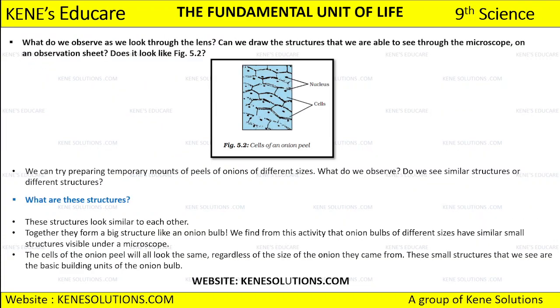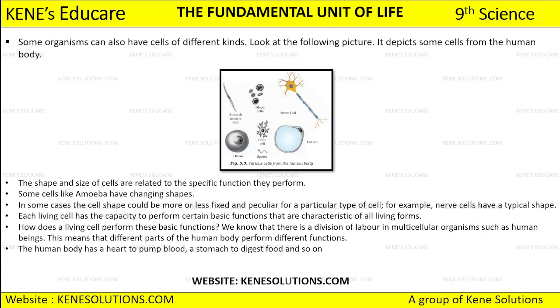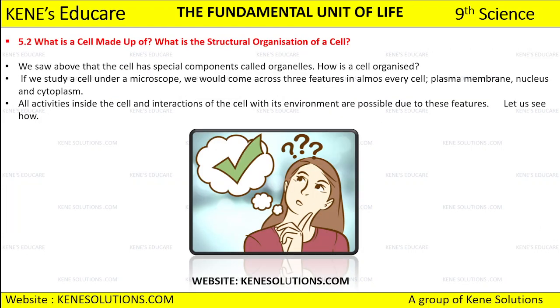Okay, then we discussed different activities, and we came on to studying the structural organization of a cell, where we saw that our cell has some special components, and we call these special components organelles. So now, how are these organelles, or our cell, organized? When we look at a cell under a microscope, we come to know three different features present in every cell. One is the plasma membrane, one is the nucleus, and one is the cytoplasm. So these are the three most important essential features which are present in a cell.